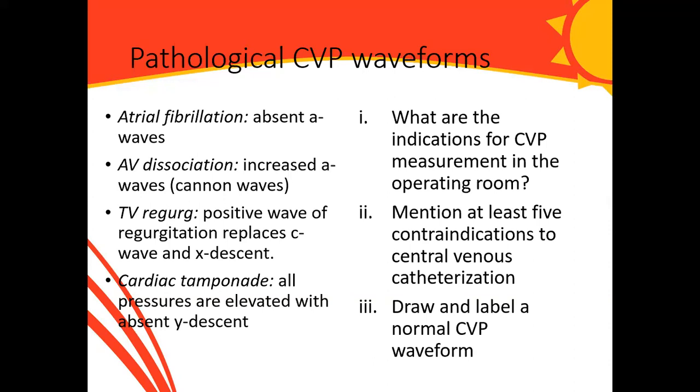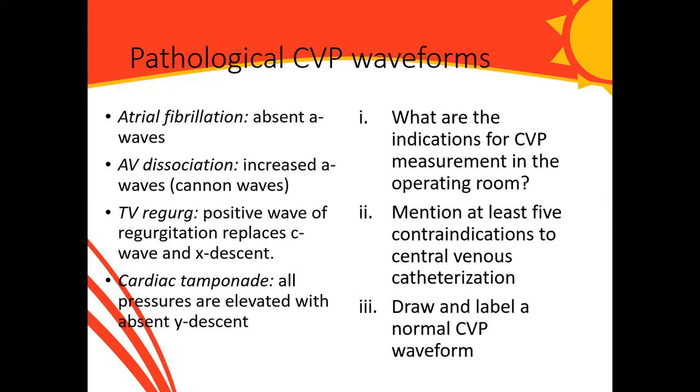In case of cardiac tamponade, which is a cardiac emergency which can occur in different scenarios, all the pressures are elevated, all the pressures, the A, C, V waves are elevated, but importantly, you will see an absent Y descent. So in cardiac tamponade, there is loss or absent Y descent, while in atrial fibrillation, you see absent A waves.